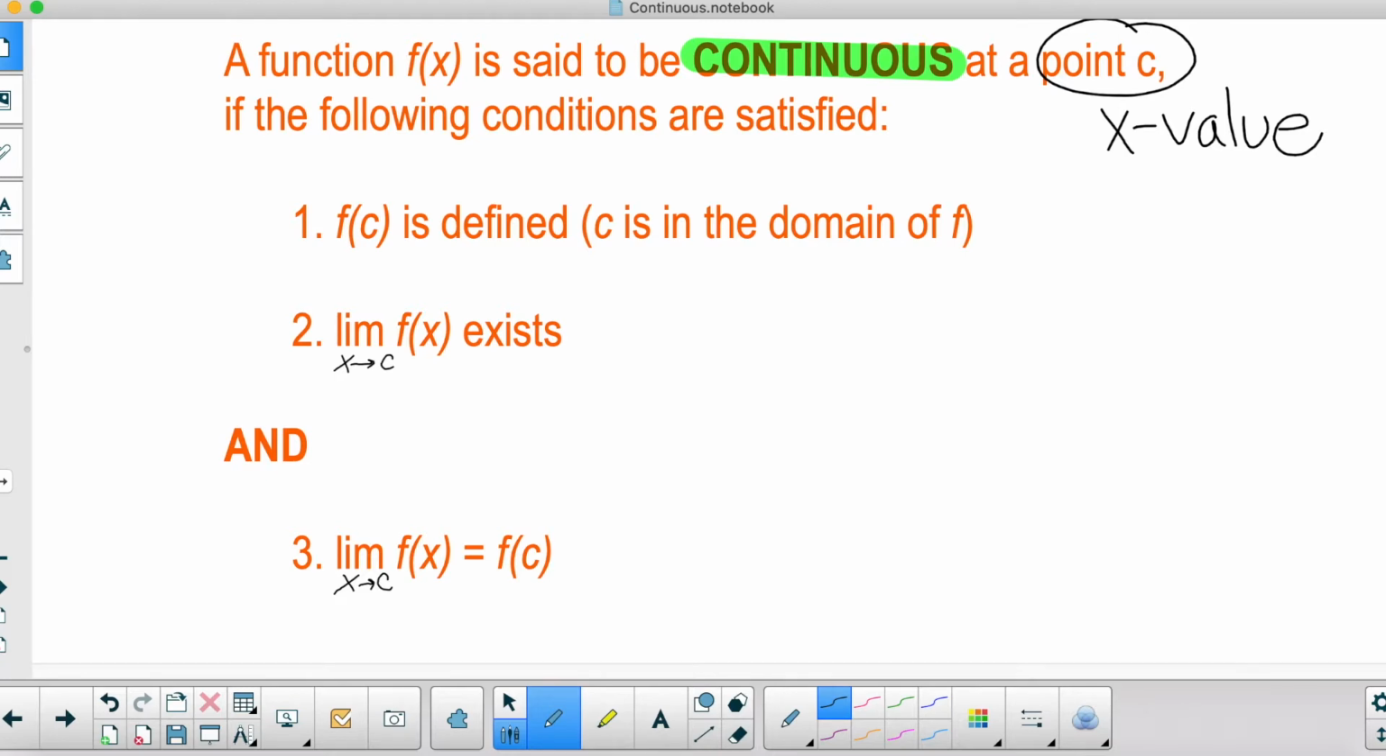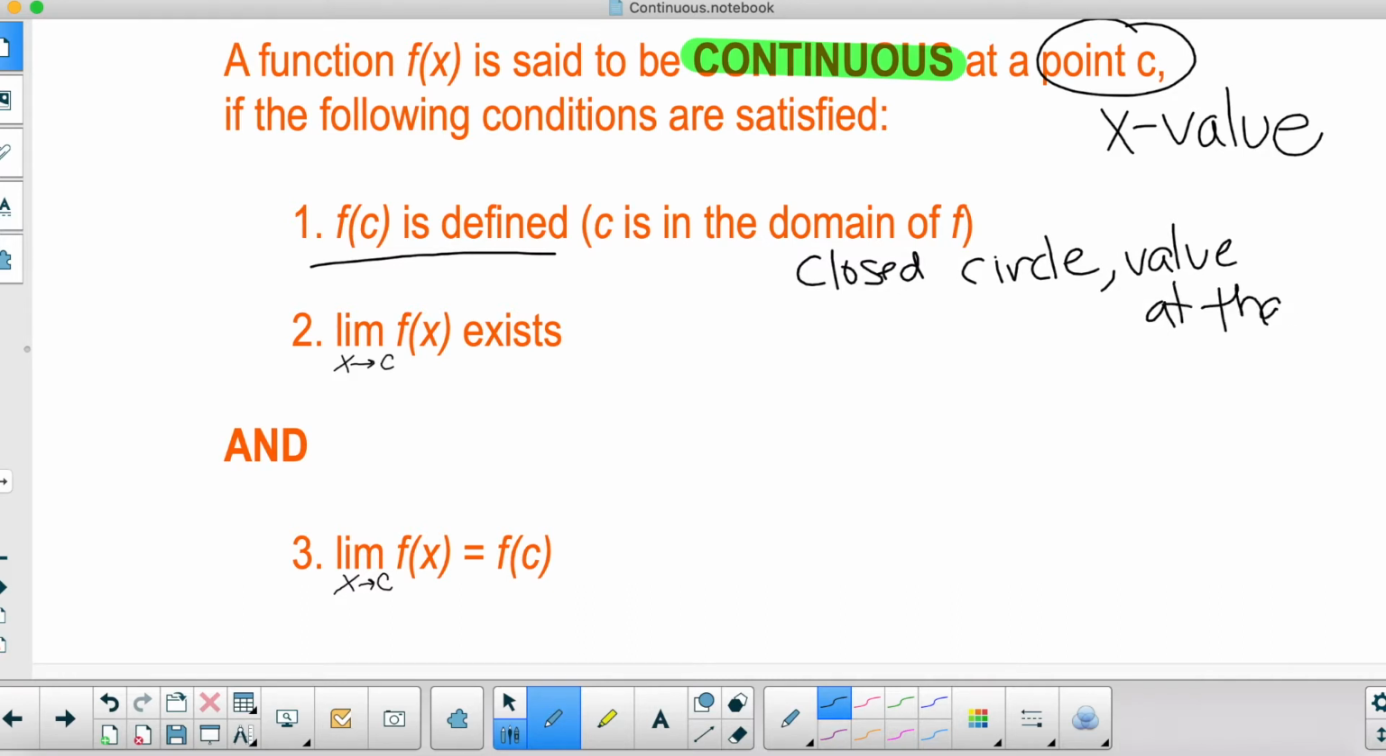if the following conditions are satisfied: if f of c is defined, meaning there is a closed circle or it has a value at that x value. That's what it means when it says f of c is defined.